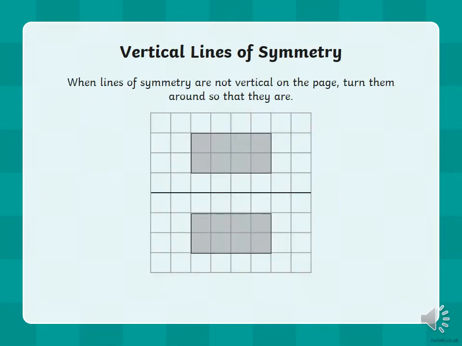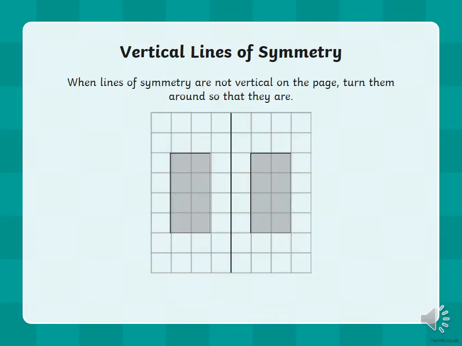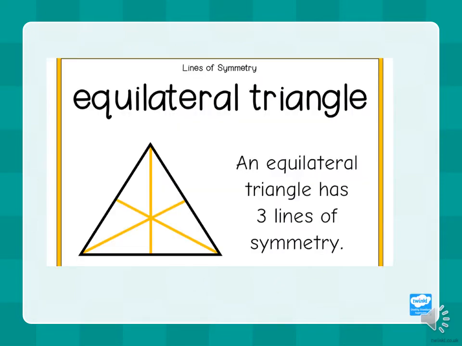Vertical lines of symmetry. When lines of symmetry are not vertical on the page, turn them around so that they are. Lines of symmetry: equilateral triangle. An equilateral triangle has 3 lines of symmetry.